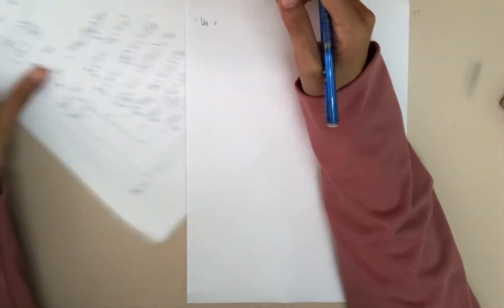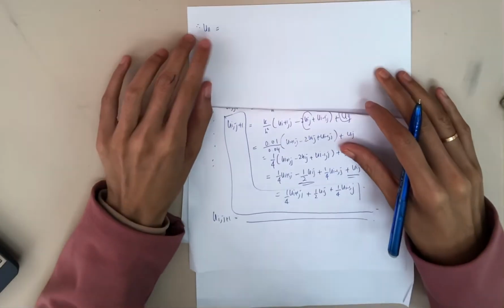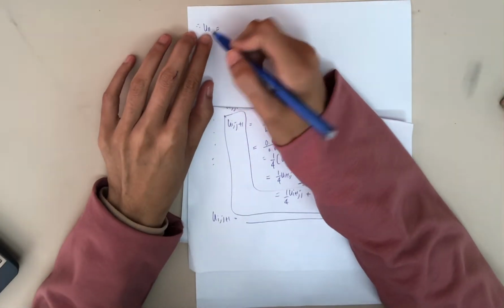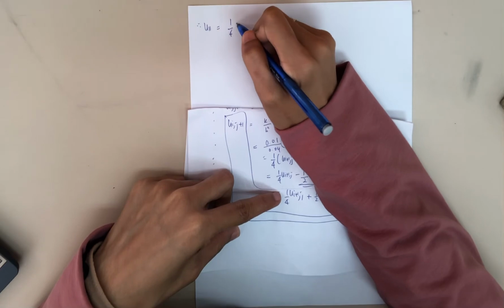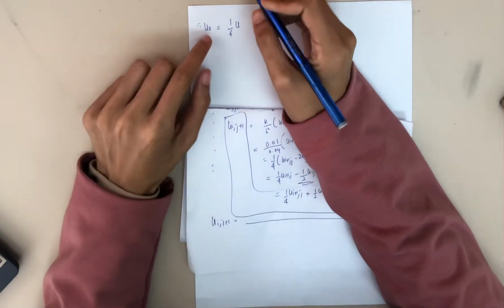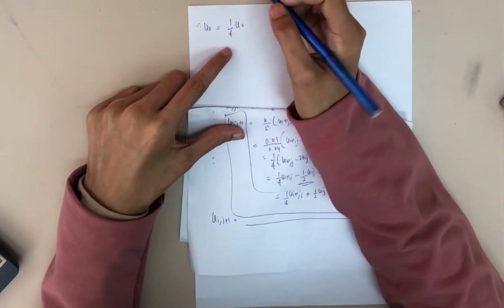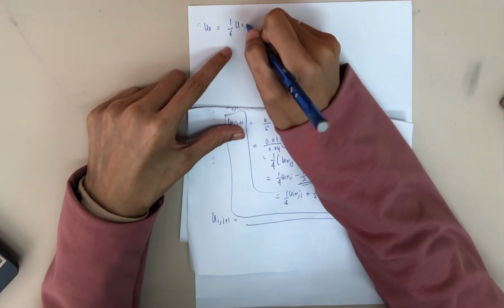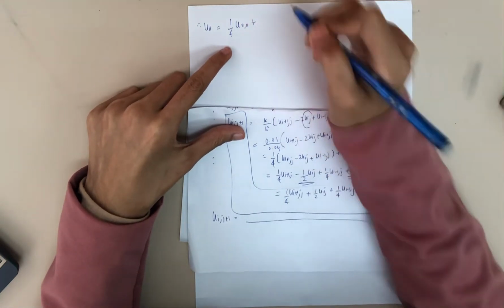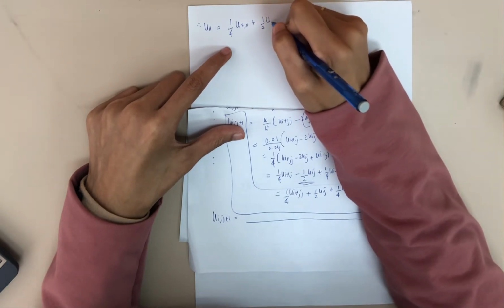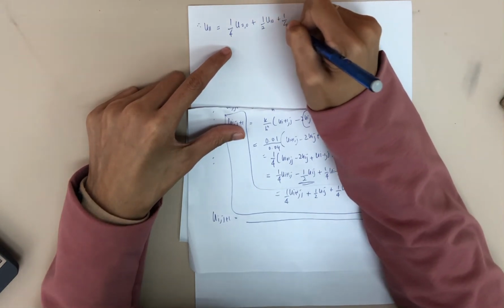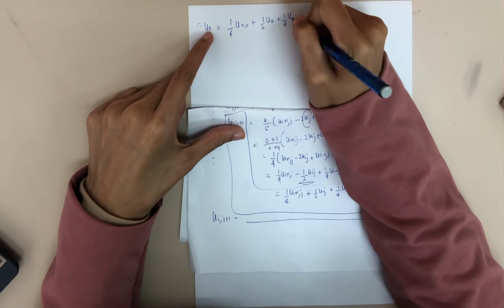U11. Okay, kita nampak ke tak? Okay, U11 stands for, kat sini 1/4 U20 plus, I just write first. Nanti I explain. 1/2 U10 plus 1/4 U00.